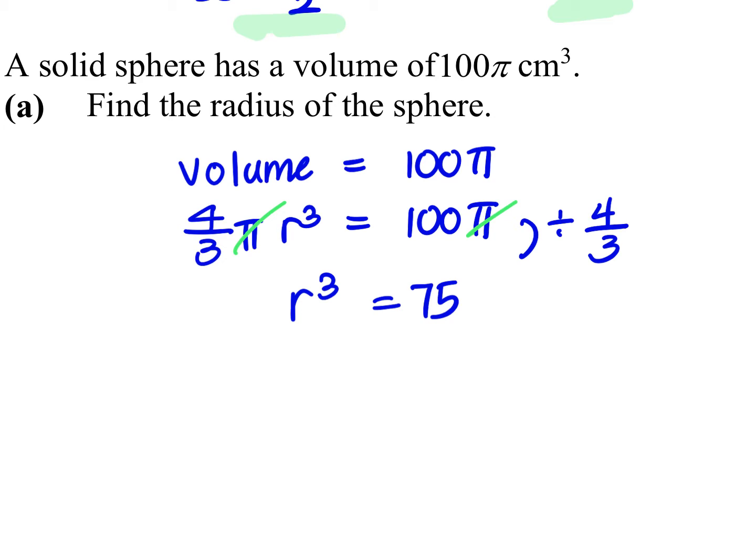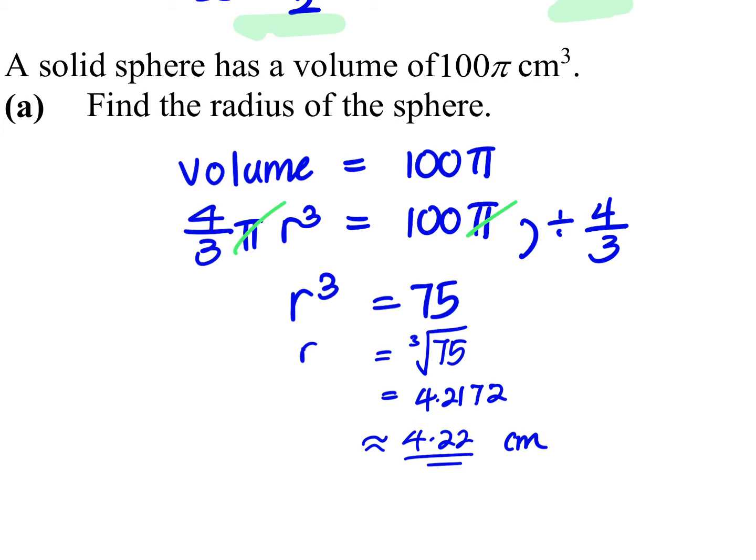Okay, so I'm going to take the cube root. So you have the cube root of this. Give me 5 seconds. 4.217. 16 becomes 2. Okay, then round the radius to 4.22. The unit is cm, right? This one is cm cubed, so the radius is in cm.